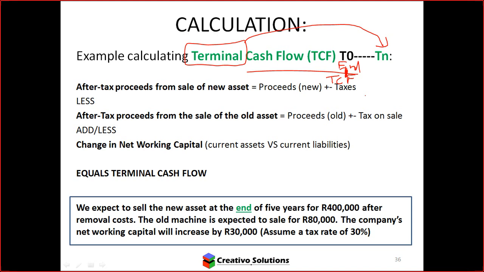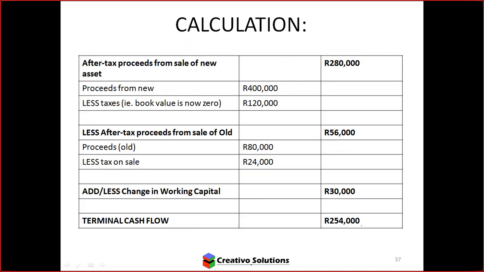That's key. You need to know where you are in terms of time. When reading information, here's the information at the bottom. It relates to the end of 5 years. We can sell the asset at the end of 5 years for 400,000 after removal costs. The old machine is expected to sell for 80,000. The company's net working capital will increase by 30. Assume a tax rate of 30%. That's the information we need to do the calculation.